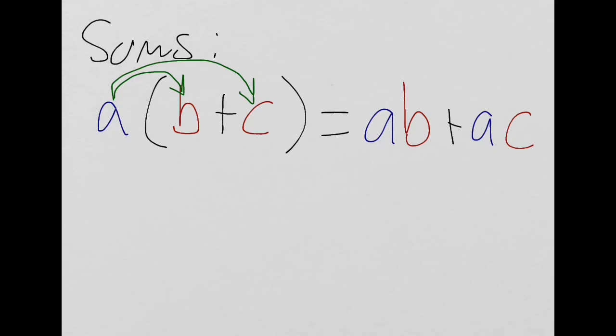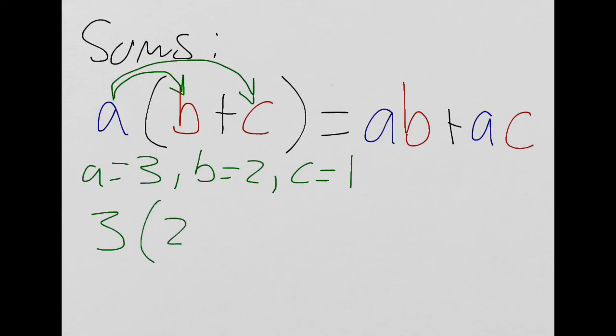So if we look at an example, if we have A equals 3, B equals 2, and C equals 1, then I can set up my expression A times B plus C is going to be A is 3 times B, which is 2, plus C, which is 1. And so if I do this just using my arithmetic skills, 2 plus 1 here, that's going to give me 3. So 3 times 3, and then that gives me 9.